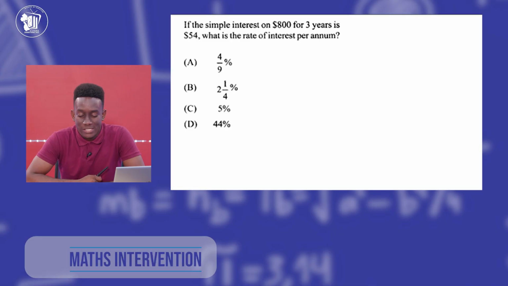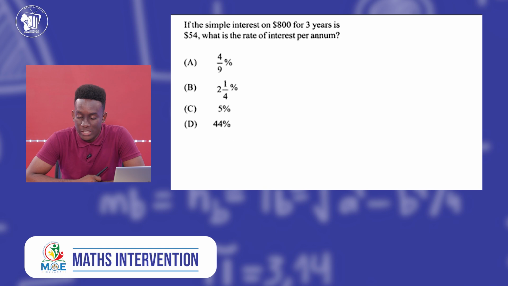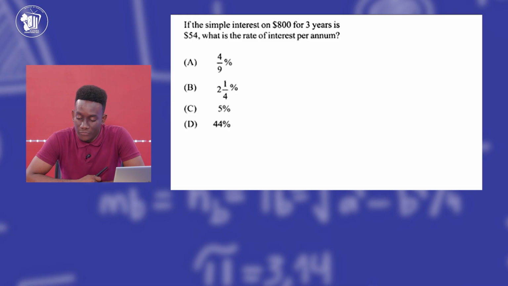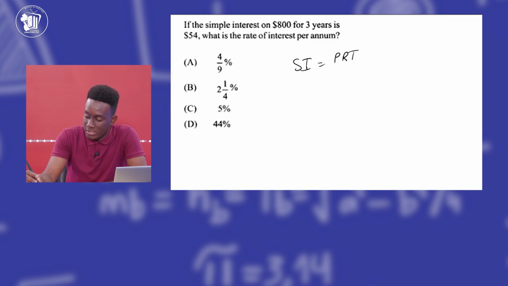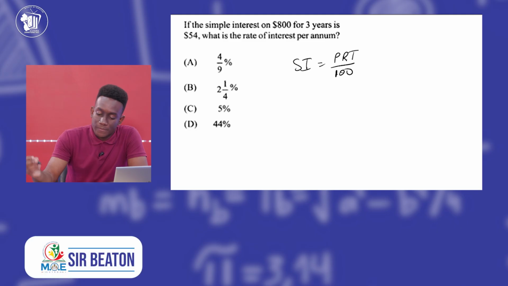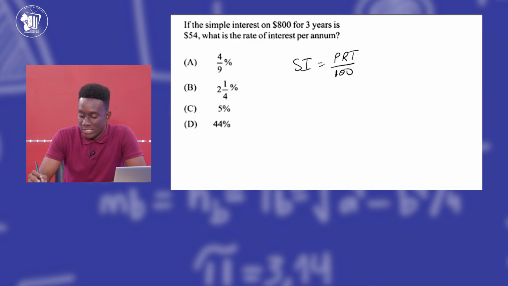So this question says, if the simple interest on $800 for 3 years is $54, what is the rate of interest per annum? So we know the formula to find simple interest is simply PRT over 100, in which P is the principal, which is the money invested, R is the rate, and T is the time, and we know simple interest would be the extra money. So let's put in all that we know.